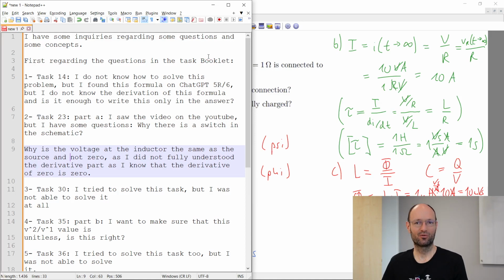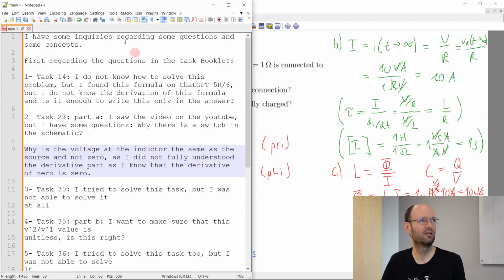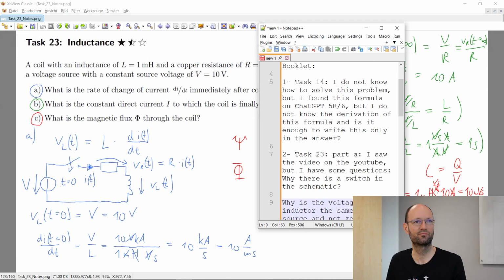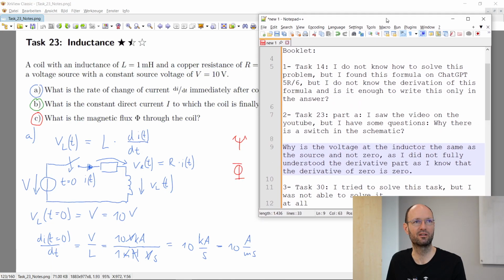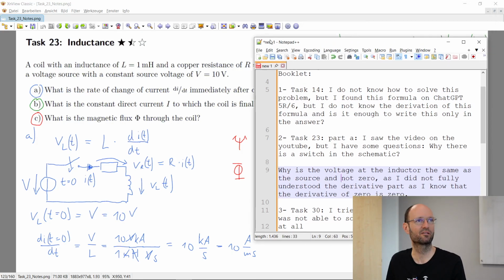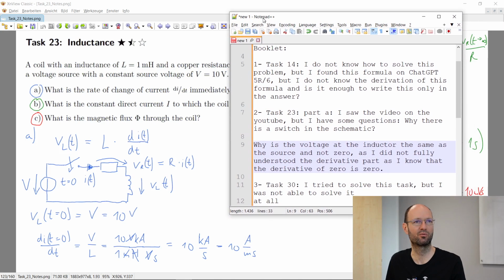Okay, then there's a question related to task 23, and I have already opened up the notes from task 23 here. And the first question is why there is a switch. So someone saw the video already on YouTube, and the question is why there is a switch in the circuit here. Because the task says that the coil with some inductance and so on is connected to the voltage source, and to do this connection we need the switch. So this is the question why we have a switch.